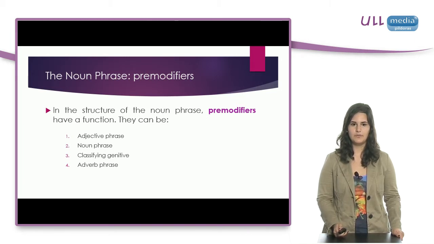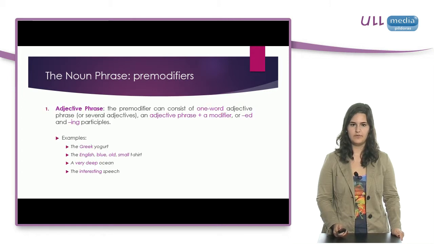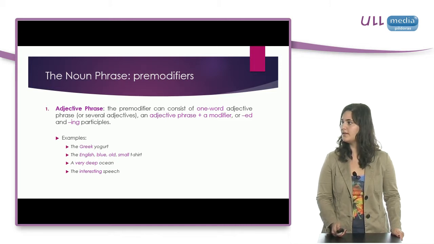In the structure of the noun phrase, pre-modifiers have a function. They can be adjective phrase, noun phrase, classifying genitive, or adverb phrase. On the one hand, the adjective phrase pre-modifier can consist of a one-word adjective phrase, several adjectives with no limit of the number of adjectives that can appear before the head, an adjective phrase plus a modifier, and there are also other elements that can also act as adjectives and have the function of pre-modifiers in the noun phrase. These are the -ed and the -ing participles. Some examples are the Greek yogurt, the English blue old small t-shirt, a very deep ocean, or the interesting speech.